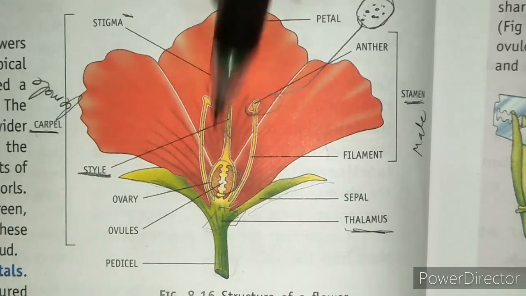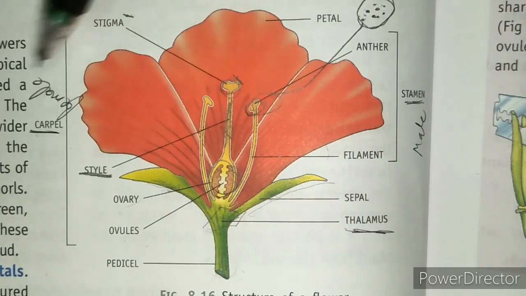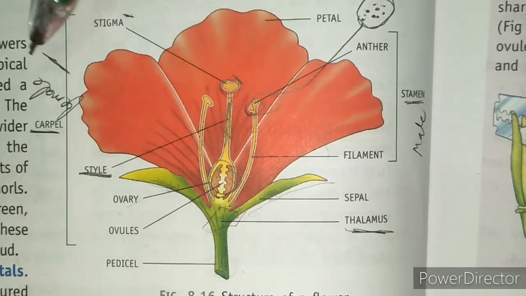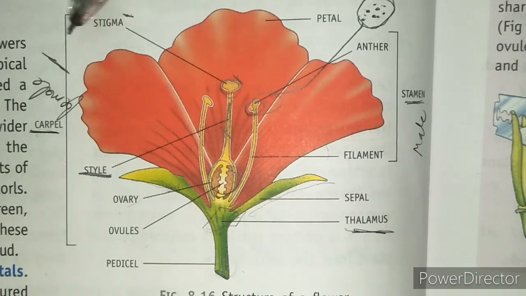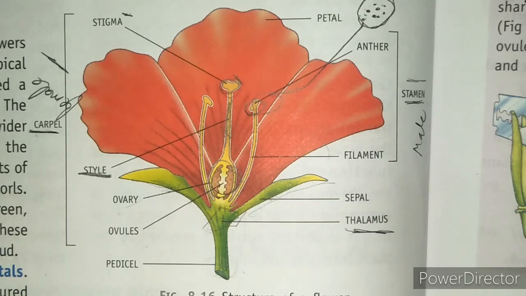So these are the three parts of carpel: ovary, style, and stigma. This is called female part. Even you can say it gynoecium. Okay, this is gynoecium, and the male part is called androecium. Clear?